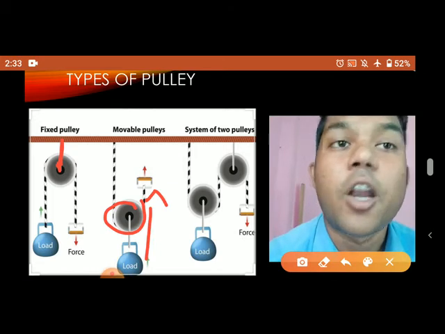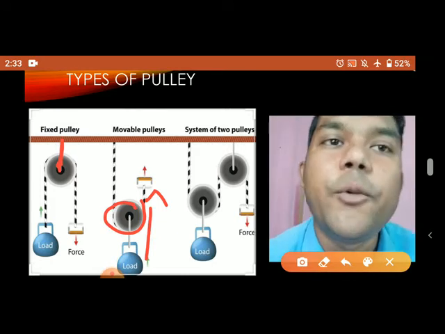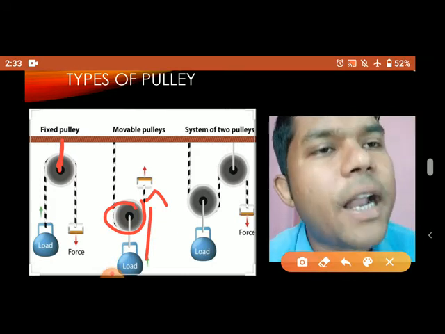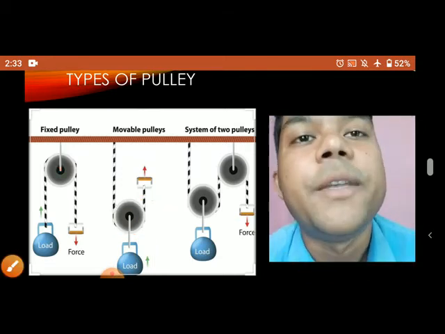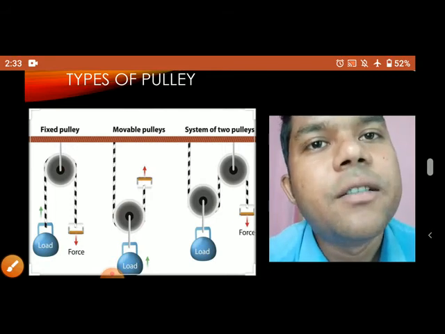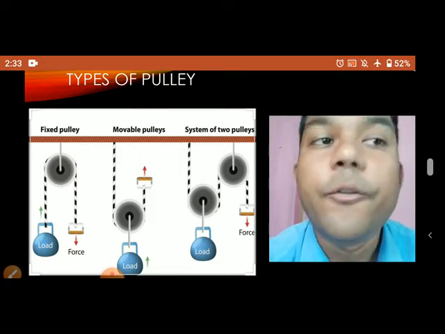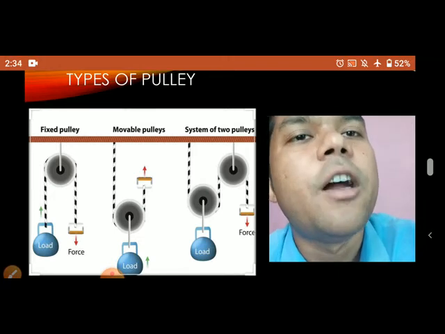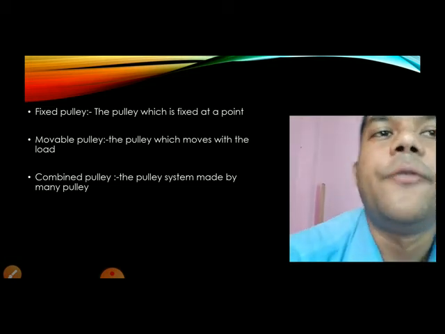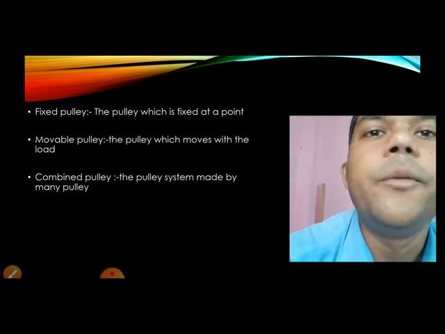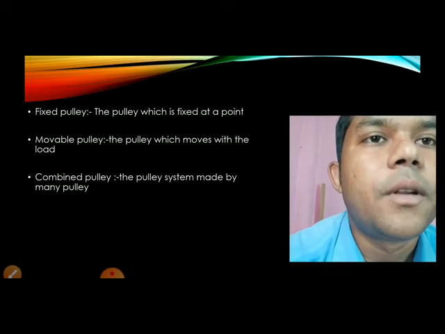And system of pulley or combined pulley means a combination of more than two pulleys, three pulleys, that means a combination of pulleys. They are called combined pulley, block and tackle, or system of pulleys. Hope you understood the types of pulley. The pulley which is fixed at a point and cannot move is a fixed pulley. The pulley which can move is a movable pulley, and a combination of different pulleys is called a system of pulley or block and tackle. The combined pulley is a pulley system made by combining many different kinds of pulley.